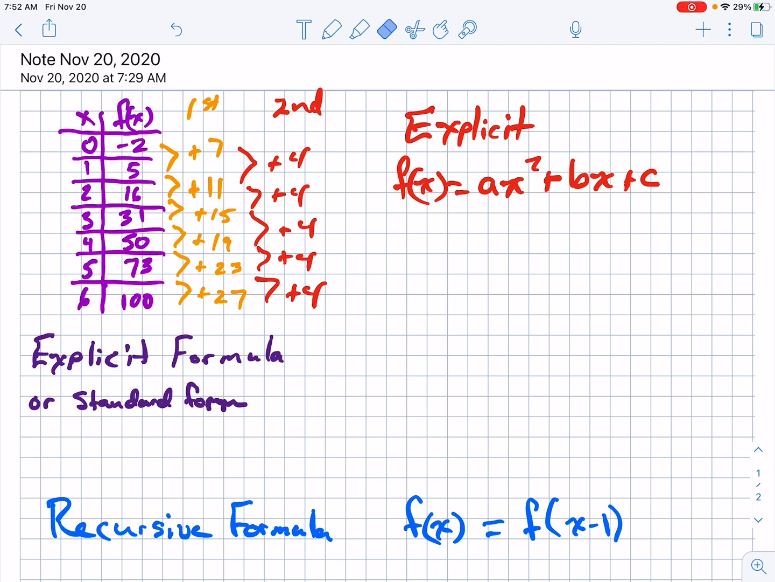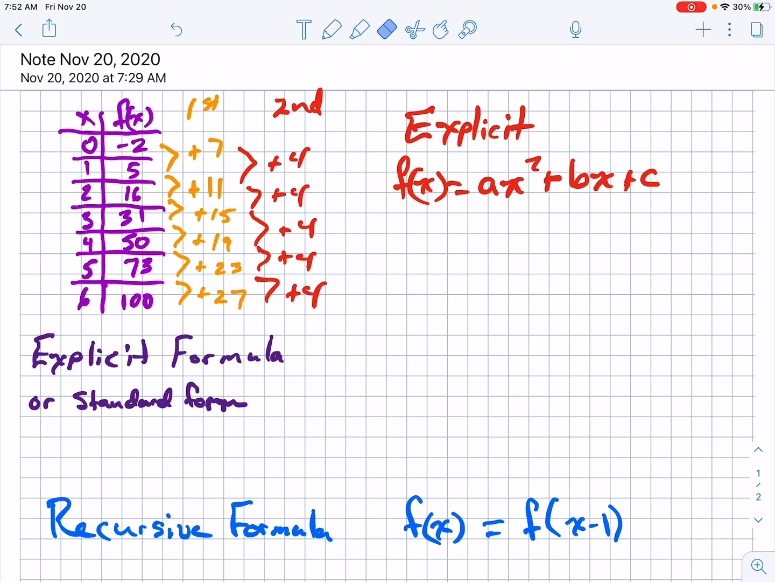Here we have a table and we're trying to decide whether it's linear, exponential, or quadratic. I can tell this one's quadratic because my second differences in the y values are the same. They're 4 apart. So I'm going to try to write the explicit and recursive formulas for this.